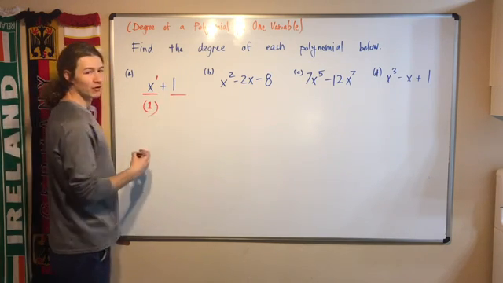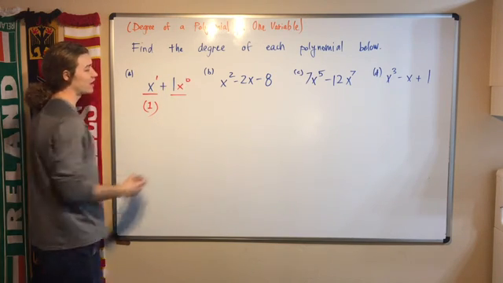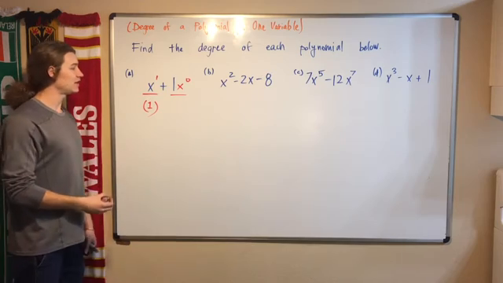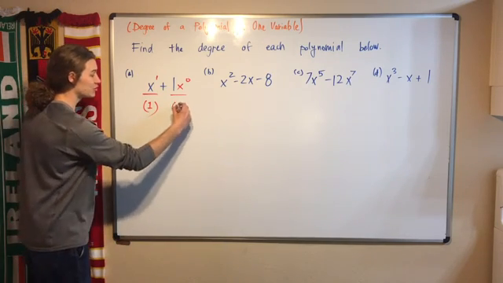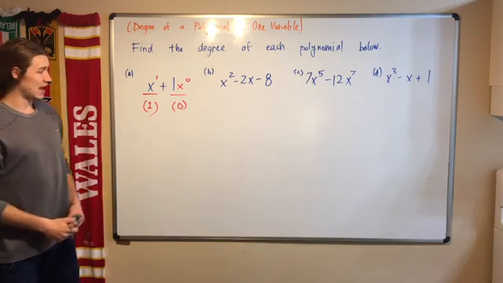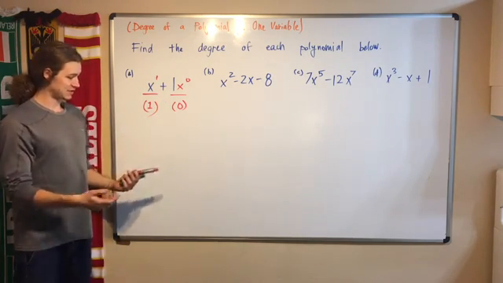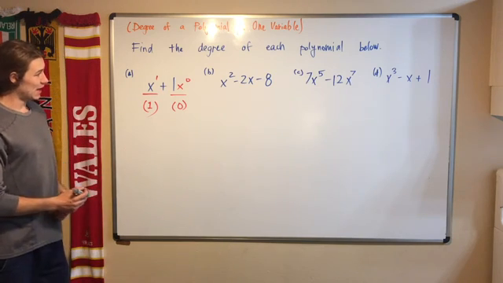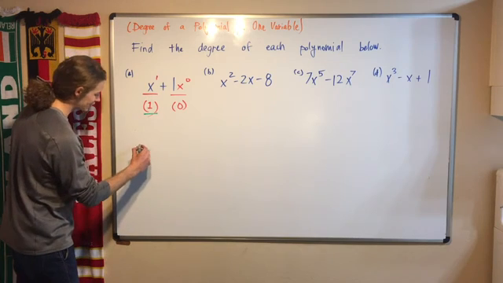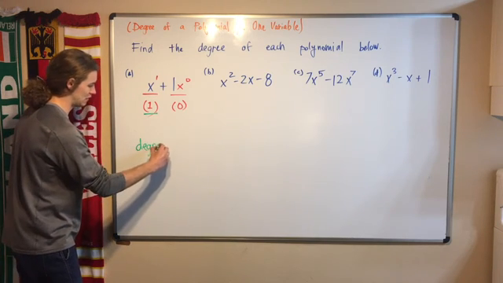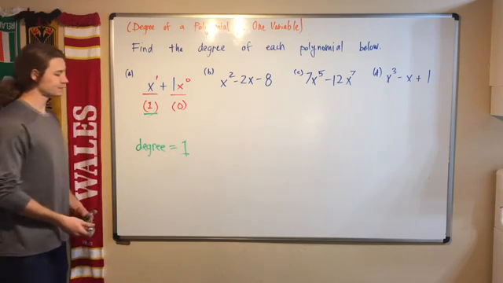And how about the degree of 1? Well, remember the degree of any number or any constant, anything with no variable part, will just have a degree of 0. And you can think of that as 1 times x to the 0 power. So we look at this and we can conclude that the highest power here is 1. So the degree of our polynomial here is 1.